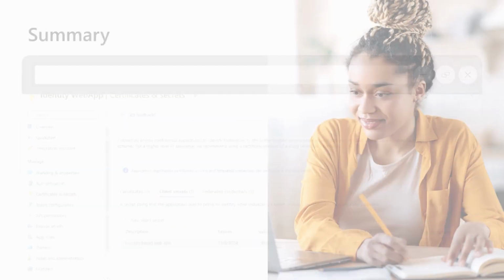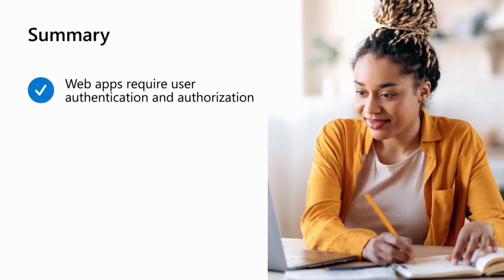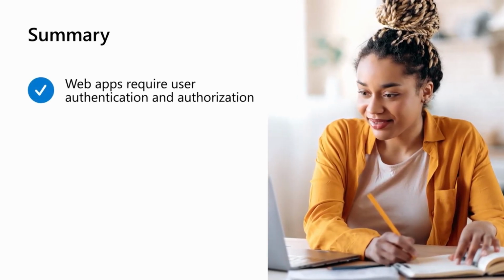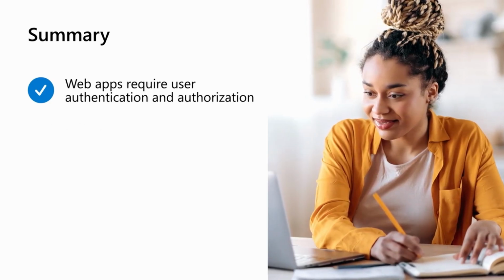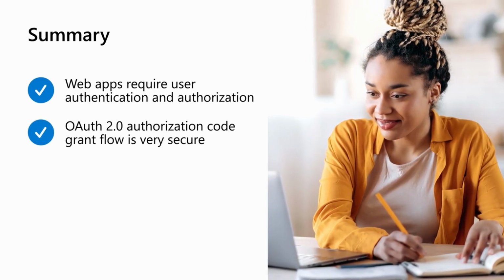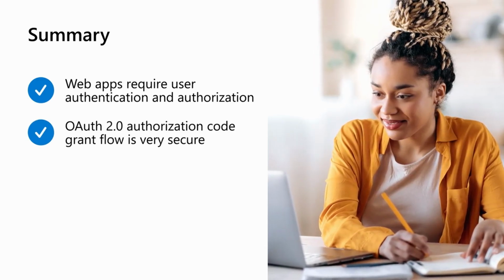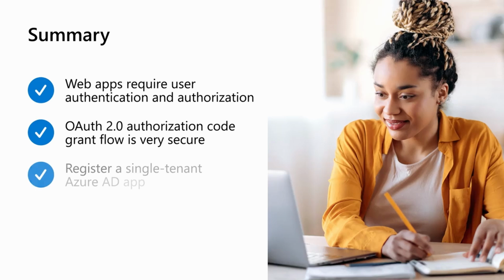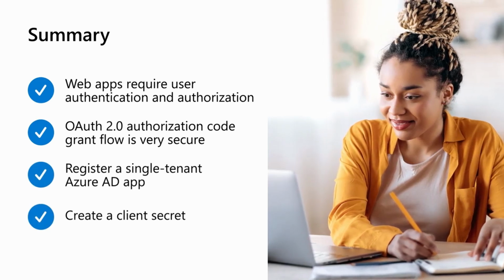Let's wrap up. In this video, you learned that web apps are typically used to build apps that require user authentication and authorization to access protected resources. You learned that one of the main benefits of the OAuth 2.0 authorization code grant flow is that the web app never sees your username and password, making it very secure. You also learned to register a single-tenant Azure AD app and create a client secret for the app.